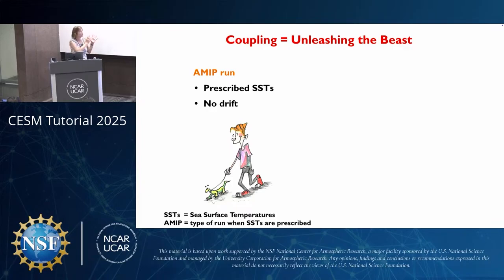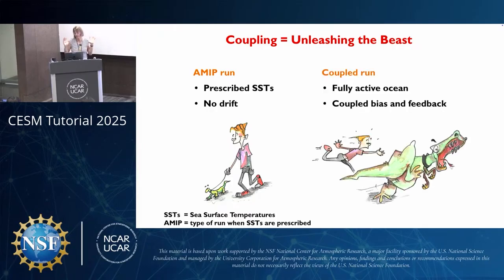Then your model is really well behaved. Once you put a fully active ocean under your atmosphere, you start to have coupled biases and feedbacks, and everything can go wrong, and it's what I call unleashing the beast. And I'm going to show you a few examples here.